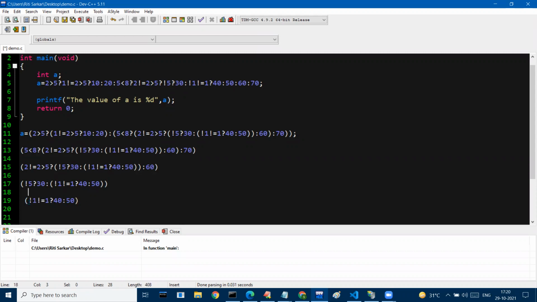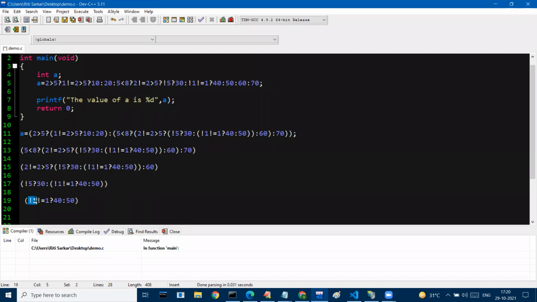Now what will I do? I will start evaluating this one. How many operators are there? See, it's logical not. This is logical not. But this is not-equal-to, a relational operator. Logical not is a unary operator. A unary operator has high precedence.